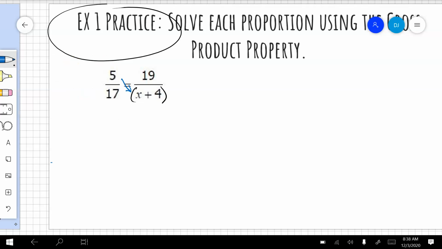So, here we go. We're going to have 5 times (x plus 4). I'm going to go pretty fast because you should already have the math done on this one. And if you don't, do it now.